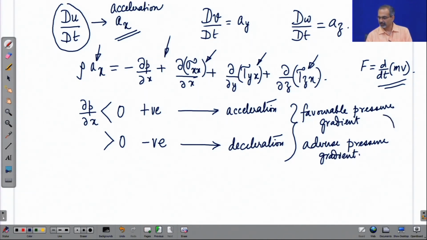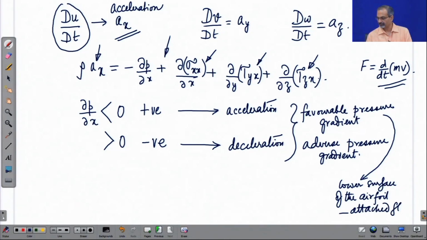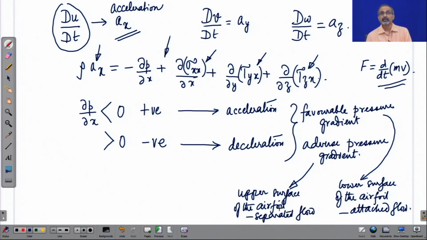We have seen favorable pressure gradients influence on the lower surface of the airfoil where the flow was attached. So, it led to attached flow. We have also seen the effect of adverse pressure gradient on the upper surface of the airfoil where we have seen separated flow or detached flow. You will come across different terms in the literature, they mean the same thing.